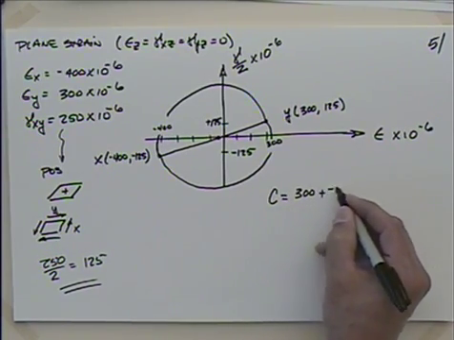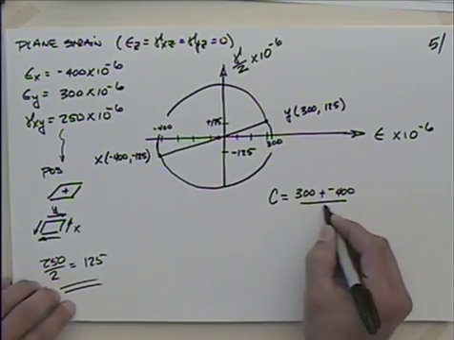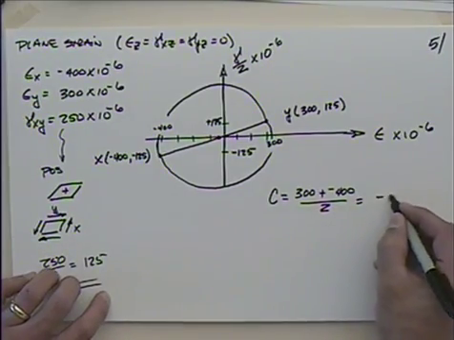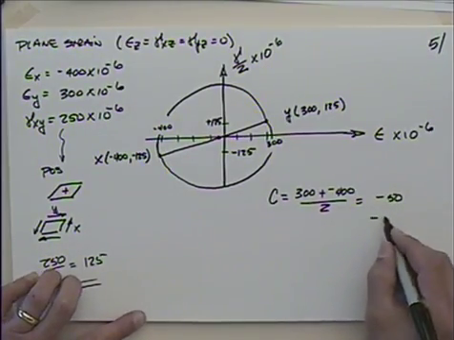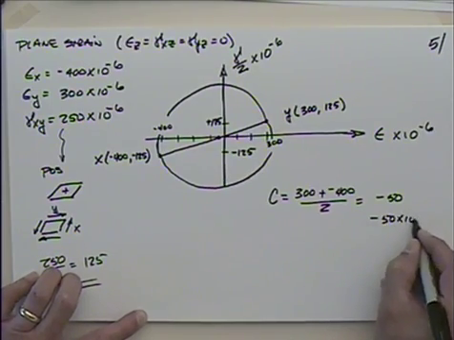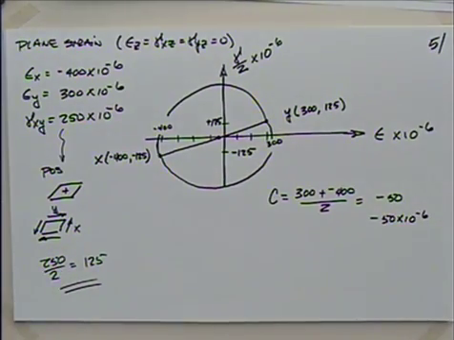300 plus a minus 400 divided by 2, which gives me a minus 50, or we should probably always be mindful that it's minus 50 times 10 to the minus 6. Dealing with small numbers here.